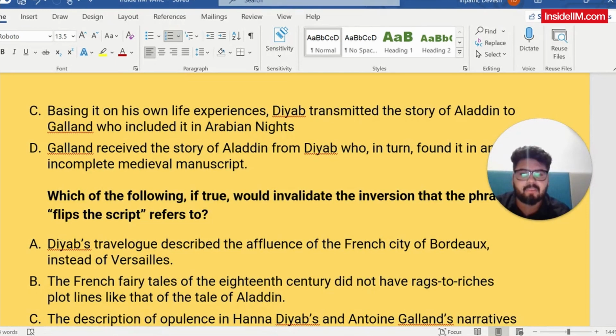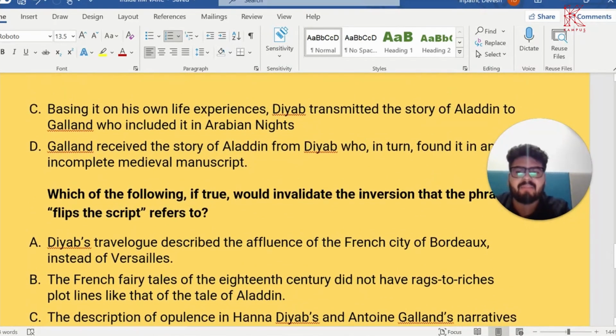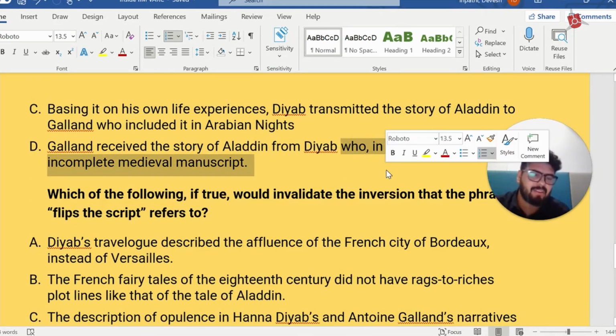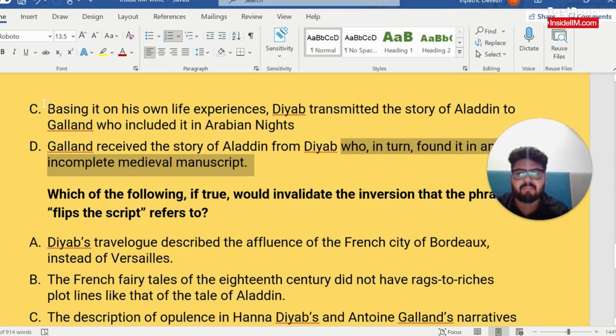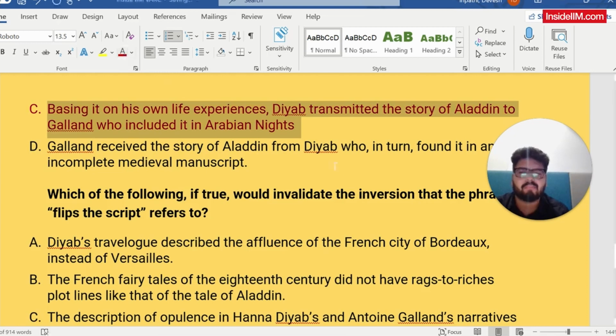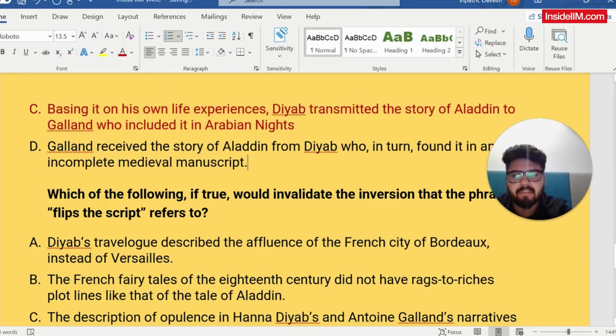Galland received the story of Aladdin from Diab, who in turn found it in an incomplete medieval manuscript. Again, completely wrong due to the second part: who in turn found it in an incomplete medieval manuscript. We never know from where he found it, so this is completely wrong. The only choice we are left with is C, that is the third one. This is the right answer to this particular question. Here we go to the next question.